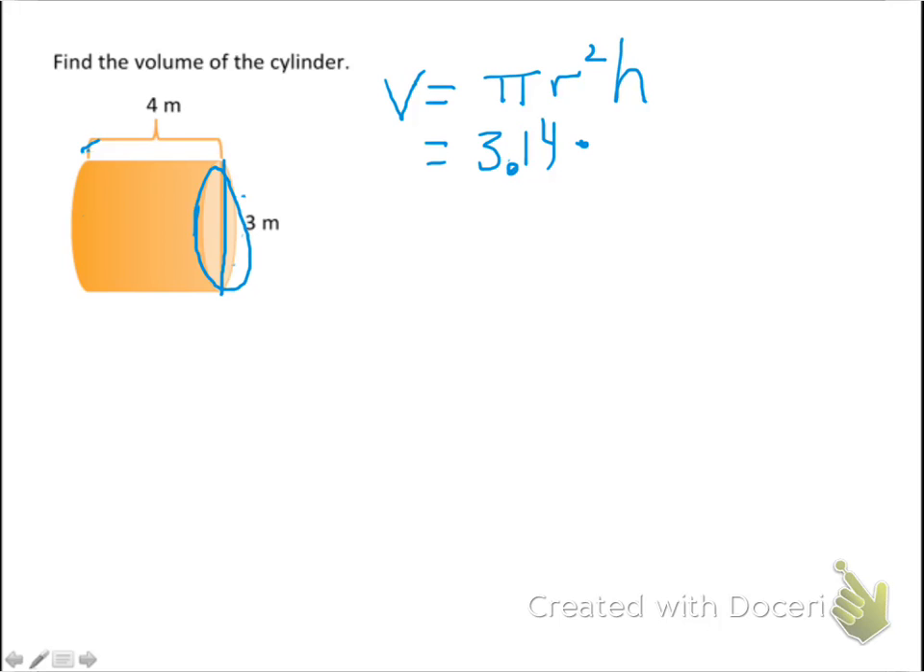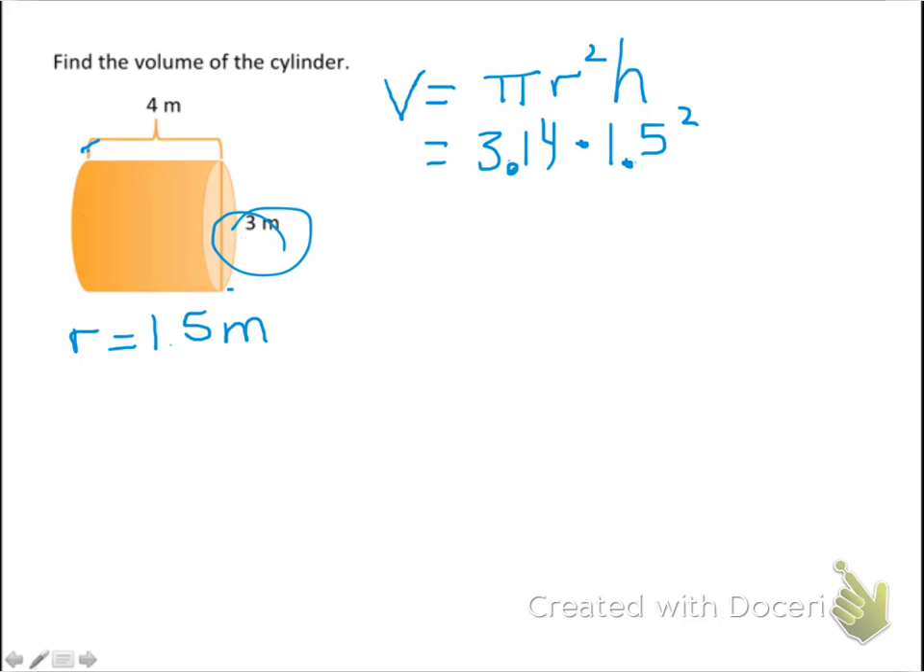And that distance, since it measures the whole way across the circle, is the diameter, not the radius. You have to watch for this in the problems, okay? This number is the diameter. Well, we know that the diameter is twice the radius. So if the diameter is 3 meters, that means our radius is half of that, so 1.5 meters. So right here, instead of writing 3, I'm going to write 1.5. And because I have the squared up there, it means 1.5 squared times h, which is our height, which is 4.